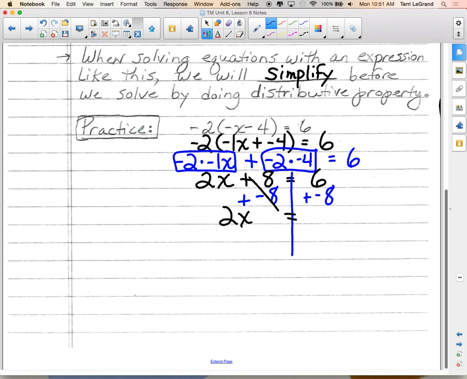And what happens on the other side? 6 plus -8. What is that? -2. Okay, Danny, what are we going to do next? Divide by 2. Okay, Danny says divide by 2. Everybody want to agree? Because x is being multiplied by 2, the coefficient is 2, so we divide by that coefficient. So now we have an x, and what is x equal to? Negative what? -1.